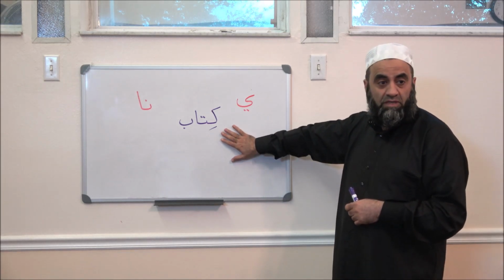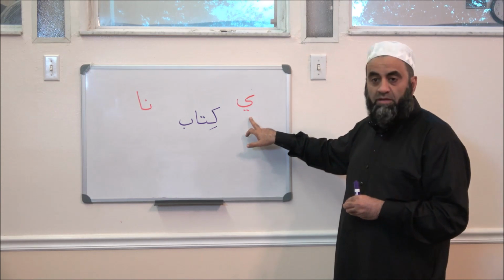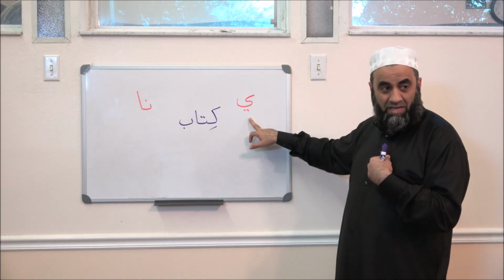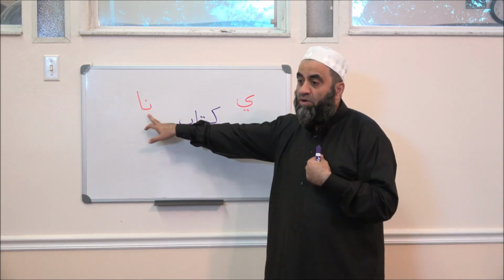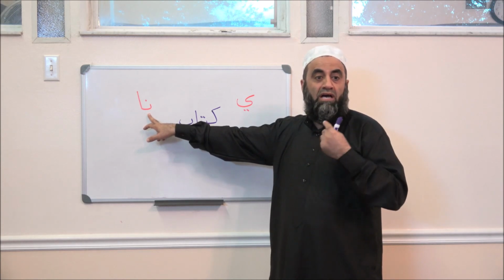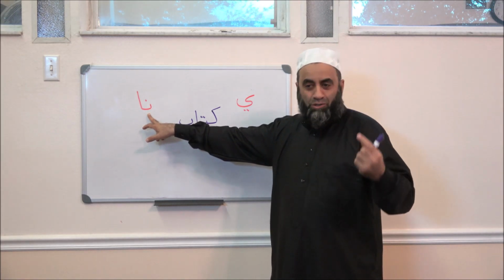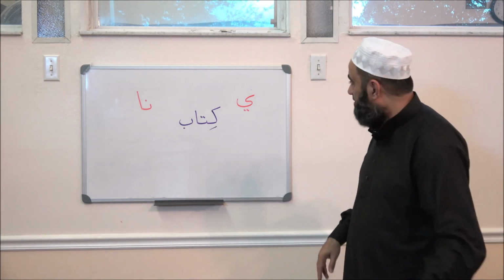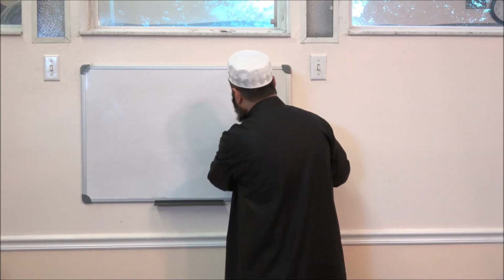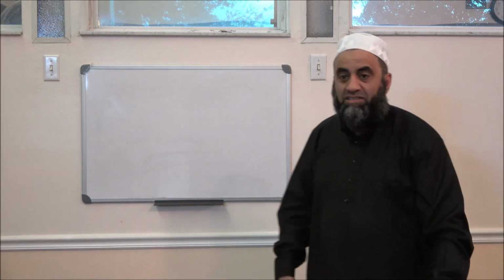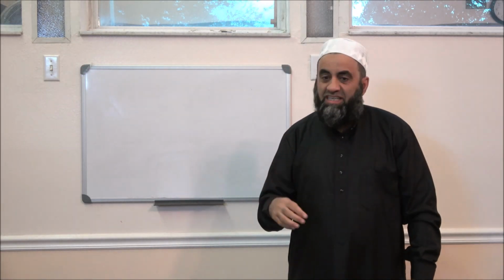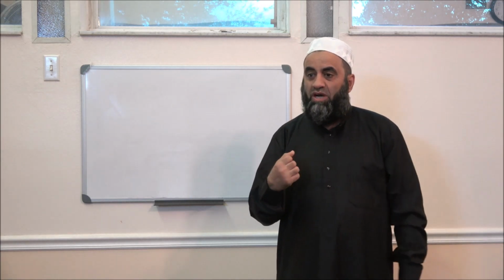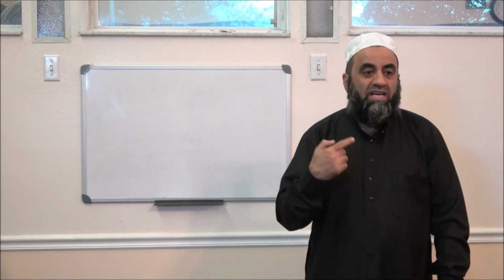Alright, so for first person, the possessive is ya with singular when I'm talking about myself: kitabi, ismi, rabbi, and na when I'm talking about us: kitabuna, masjiduna, rasuluna, rabbuna, and so on. Now let's go to second person. The magical addition in the second person is the letter kaf. Ka. So I say kitabuka.